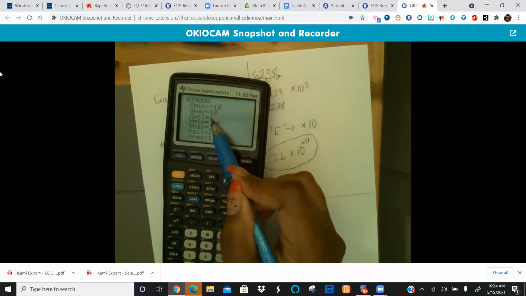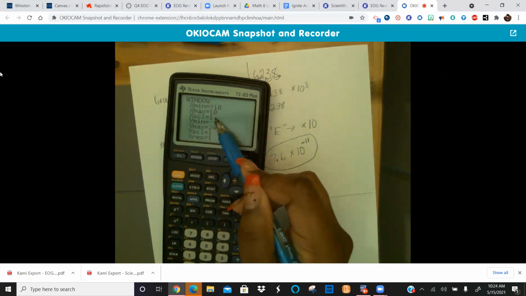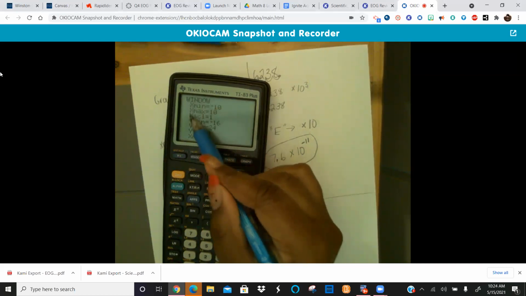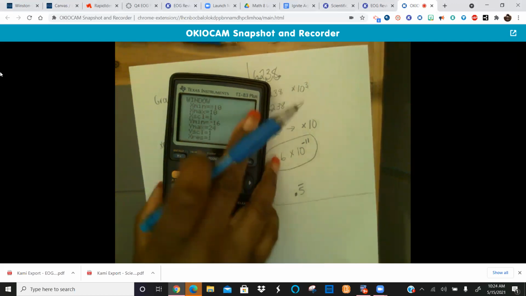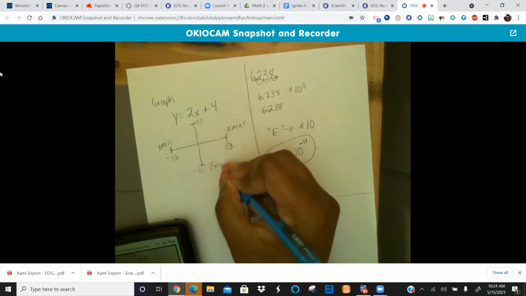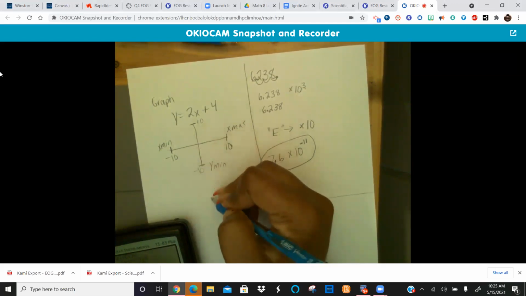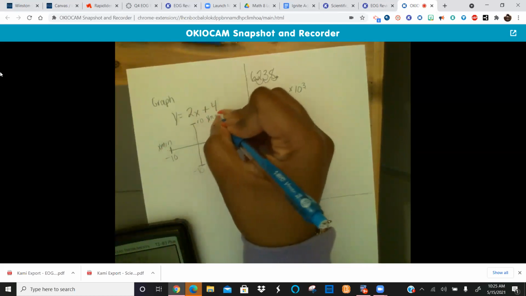If you change this number to 2, that means it's going to go up by 2s. You change it to 3, it's going to go up by 3s, only on the x-axis. This is your y-axis right here. So your y-min is the smallest number on the y-axis, going down, how far you want to go down, and your y-max is how far you want to go up.